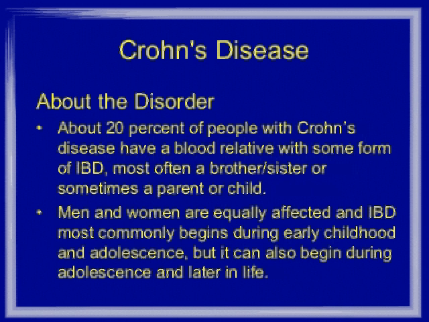About 20% of people with Crohn's disease have a blood relative with some form of IBD, most often a brother or sister, sometimes a parent or child. Men and women are equally affected, and IBD most commonly begins during early childhood or adolescence.